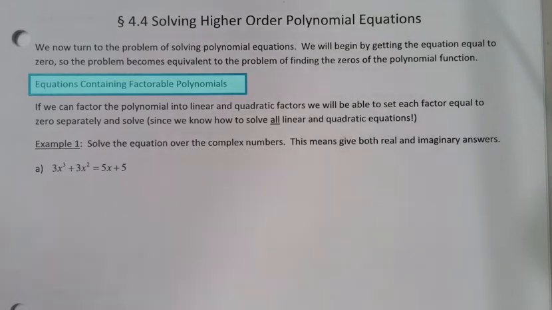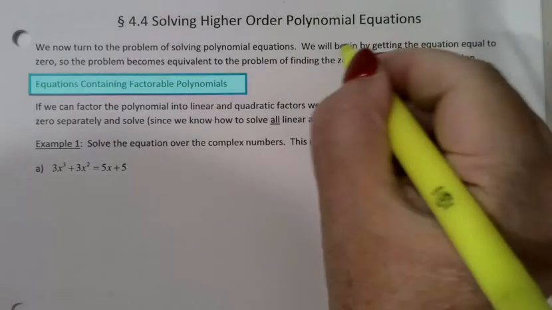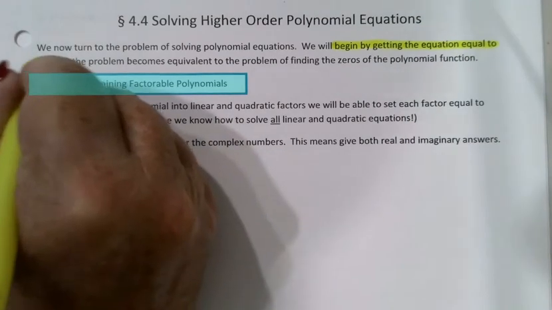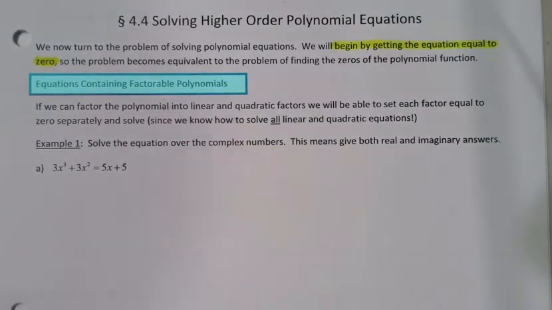Okay? Now, in our case, what we're always going to do is we'll always start, kind of like we did with quadratics, by getting the equation equal to 0. So for sure, we're going to start with it equal to 0. So actually, solving the equation will be just like finding the zeros of the polynomial function.